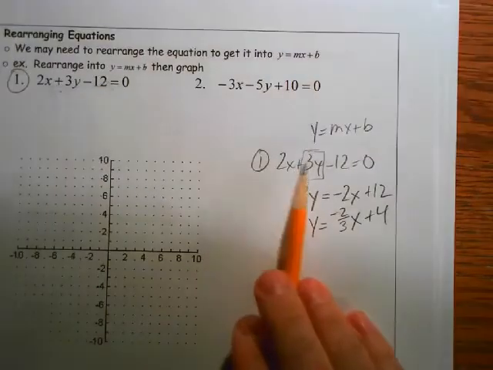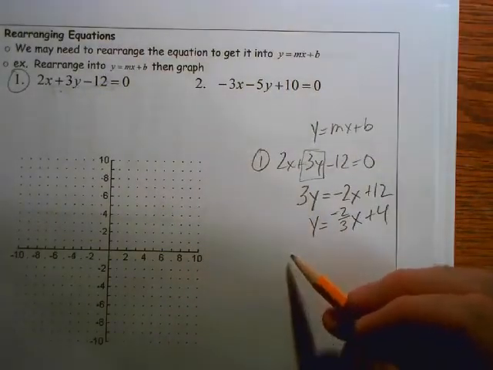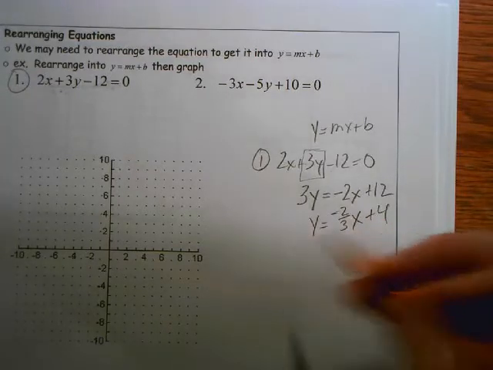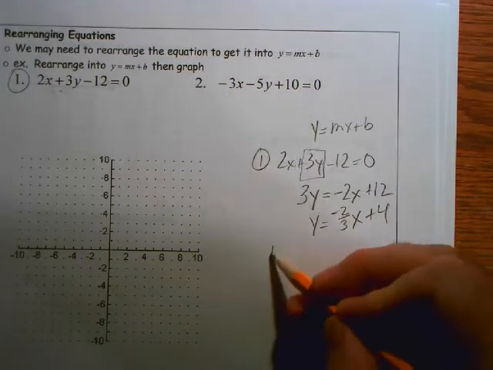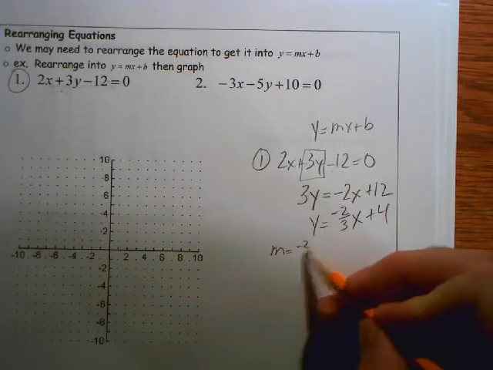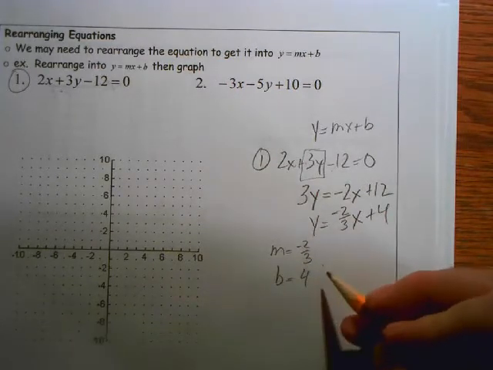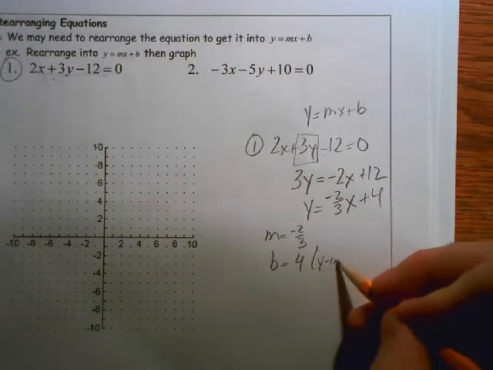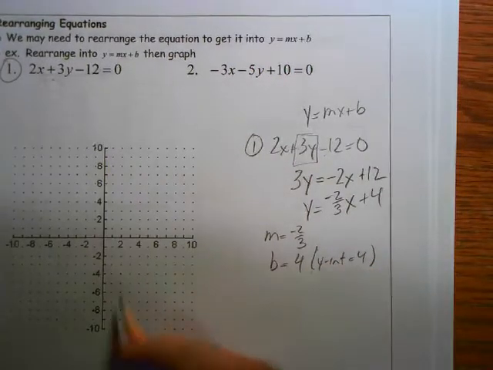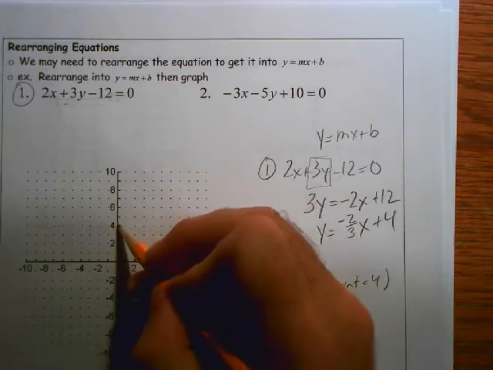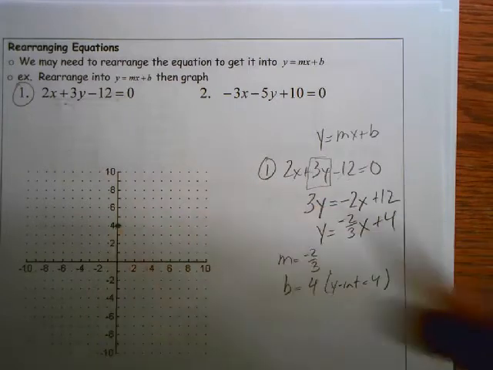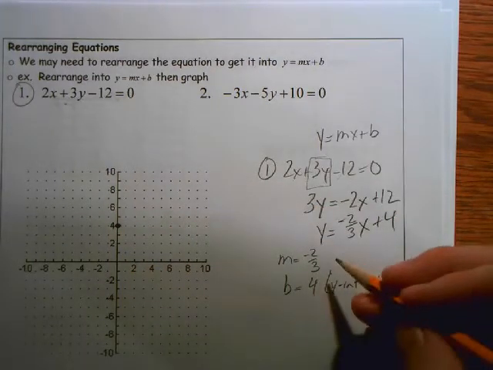It would actually be the exact same line as this, but now we can refer to it. We know the m value, the slope, is negative 2/3, and the b value is 4. So that tells us the y-intercept is 4. We go to our graph. There's a point. And then the slope is negative 2/3.